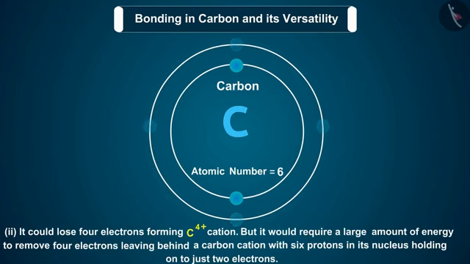Second, it could lose 4 electrons forming C4+ cation. But it would require a large amount of energy to remove 4 electrons, leaving behind a carbon cation with 6 protons in its nucleus, holding on to just 2 electrons.